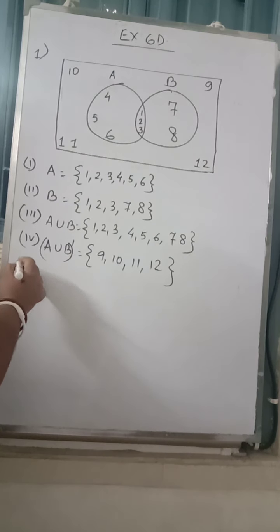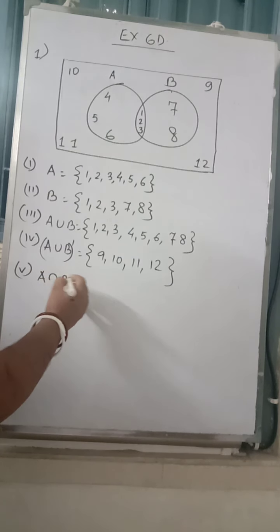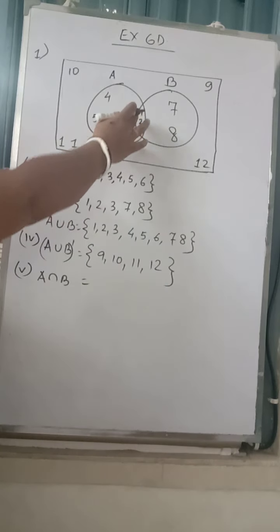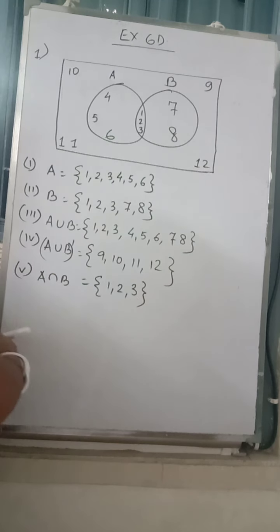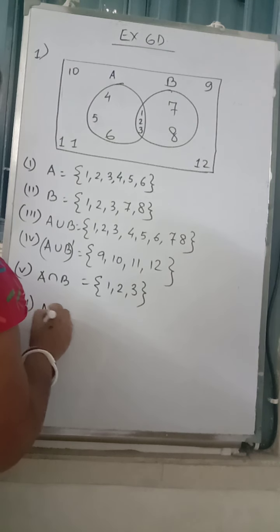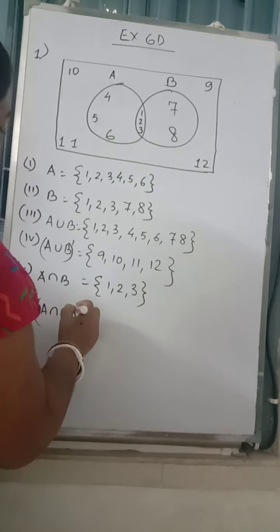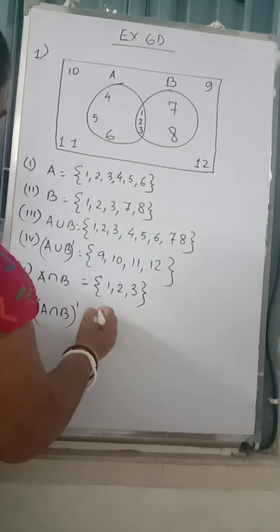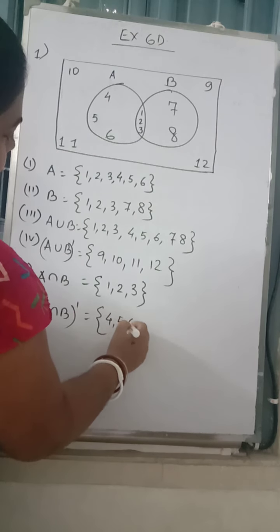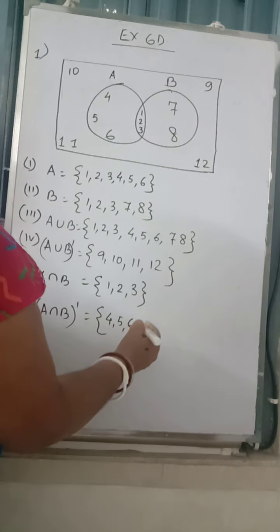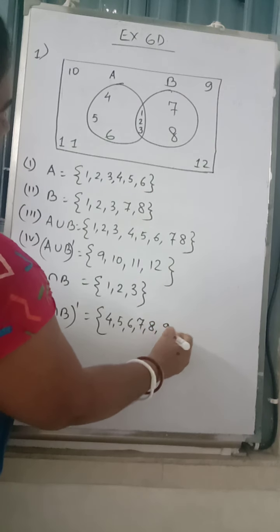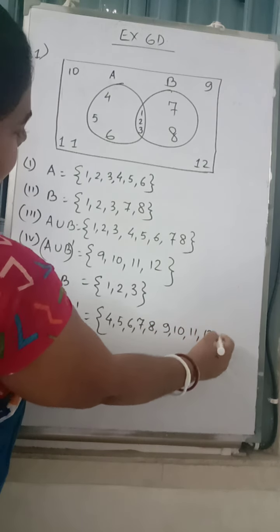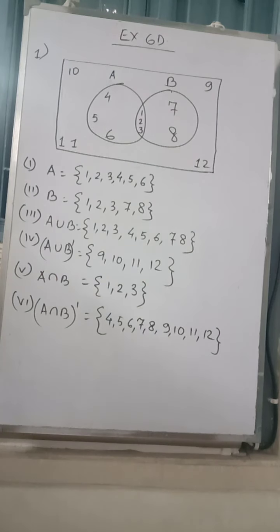Number 5, they have asked you A intersection B. Now what is common between A and B? That we can see, that is 1, 2 and 3. This is A intersection B. Next you have A intersection B dash. So leaving A intersection B, what are the members left in the set? That is 4, 5, 6, the members of set A. Members of set B, 7, 8, and other than this, set A and B's members, 9, 10, 11, 12. This would be A intersection B dash.